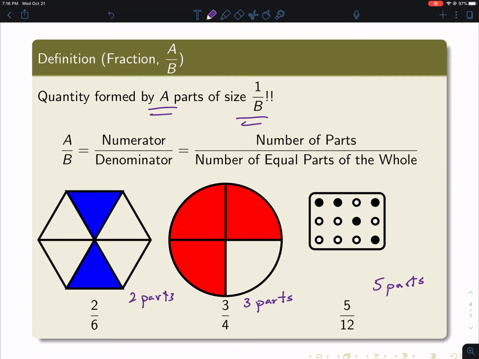And so again, I went through and kind of described, in case you forget, the top number is what's called the numerator. The bottom number is called the denominator. And so again, the top number is just the number of parts. And the bottom is just that B number, that equally divided number of sizes that we have. All right. Is that okay with everybody?